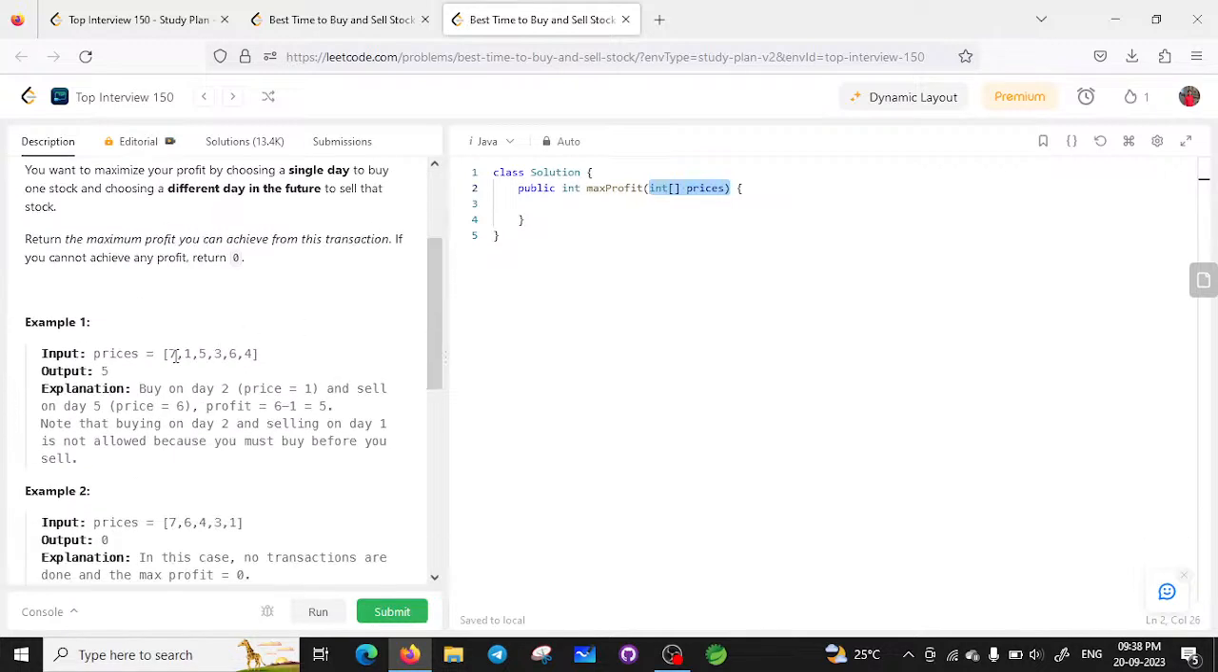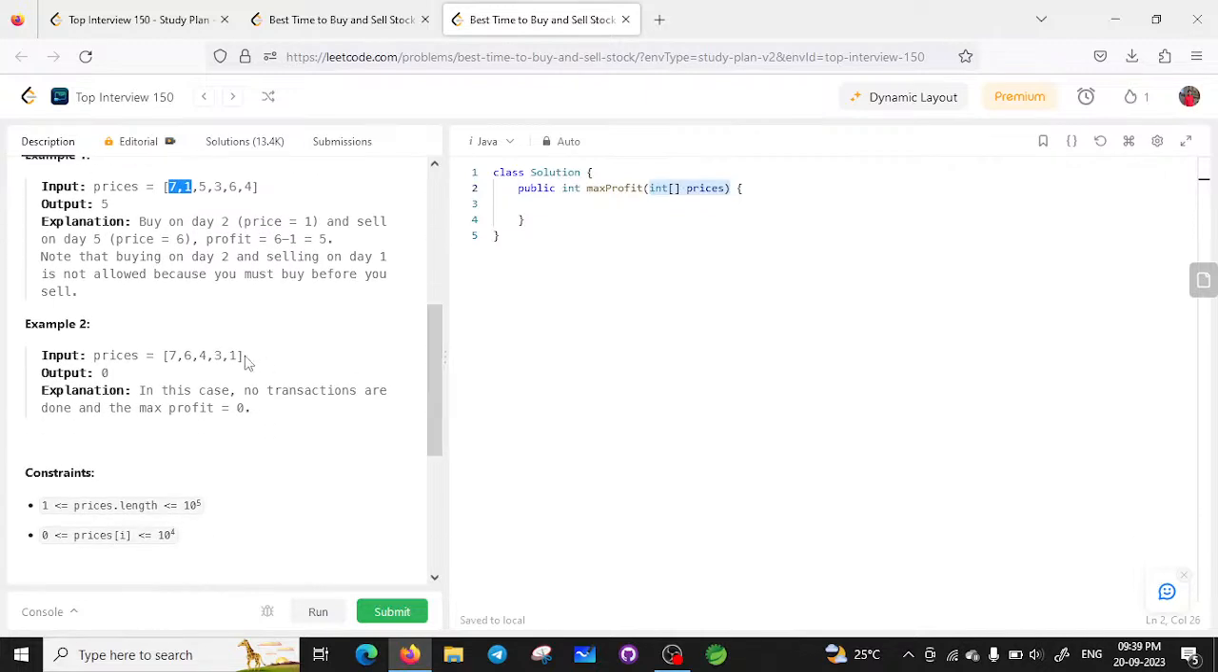Okay, so in the example, suppose you buy at the price of 1 and you sell at the price of 6. The difference will be 6 minus 1, which is 5, and that would be the maximum. But you cannot buy in the future and sell in the past, so that is not allowed, and that condition won't be the answer. Similarly, here you can see a decreasing order. For that nothing can be profitable, so the output is 0.